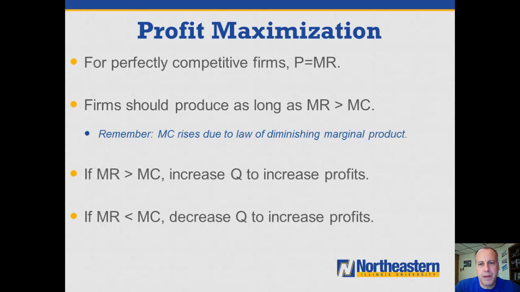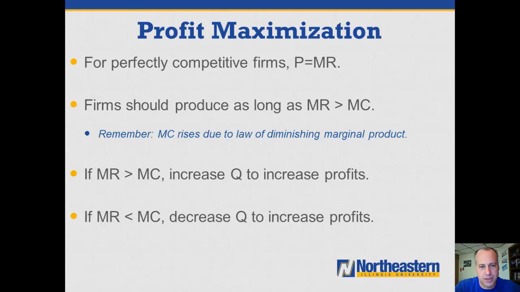So for perfectly competitive firms, remember that price is equal to marginal revenue. We can sell as much or as little as we want at the market price. So for every unit we sell, we add P dollars to our cash register. Firms, we know, should produce as long as marginal revenue is greater than marginal cost. And we'll demonstrate this a little bit more rigorously coming up. Now remember, marginal cost for competitive firms rises due to the law of diminishing marginal product. So marginal revenue is a constant, equal to the product price, and marginal cost rises.